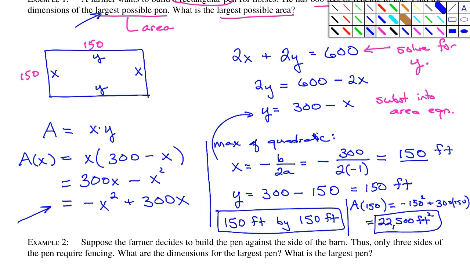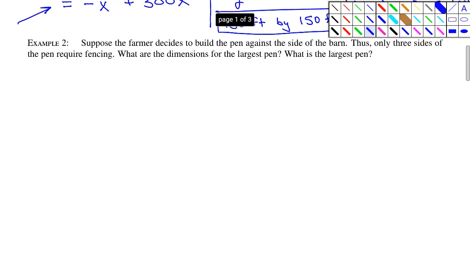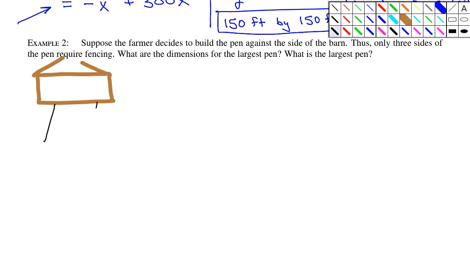All right, let's take a look at example number 2. Now suppose that the farmer decides to build the pen against the side of a barn. Thus, only 3 sides of the pen require fencing. What are the dimensions of the largest pen, and what is the largest area? So we have sort of the same situation, it's just slightly different. So we have the barn here. And then the pen is going to be coming out of this right here like that. It's a little rectangle. I've drawn it sort of skewed because of perspective, but it's a rectangle.